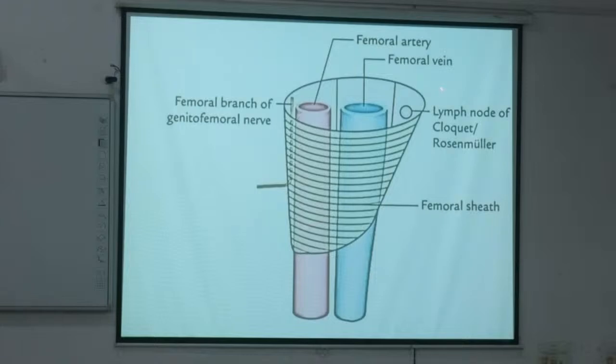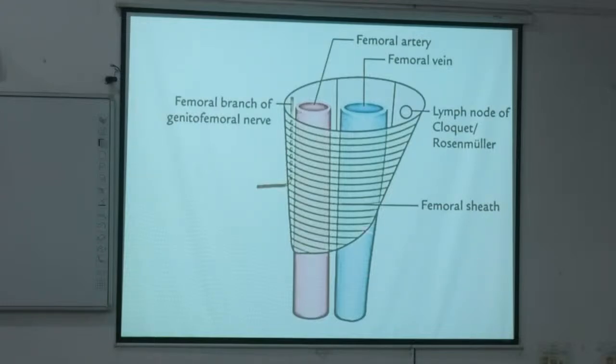See, this is the femoral sheath, 3 to 4 centimeters in length, holding the proximal part of the femoral vessels and divided into three compartments. This is the lateral-most compartment containing the femoral artery and the femoral branch of the genitofemoral nerve. This nerve is later piercing the femoral sheath, and the intermediate compartment contains the femoral vein.